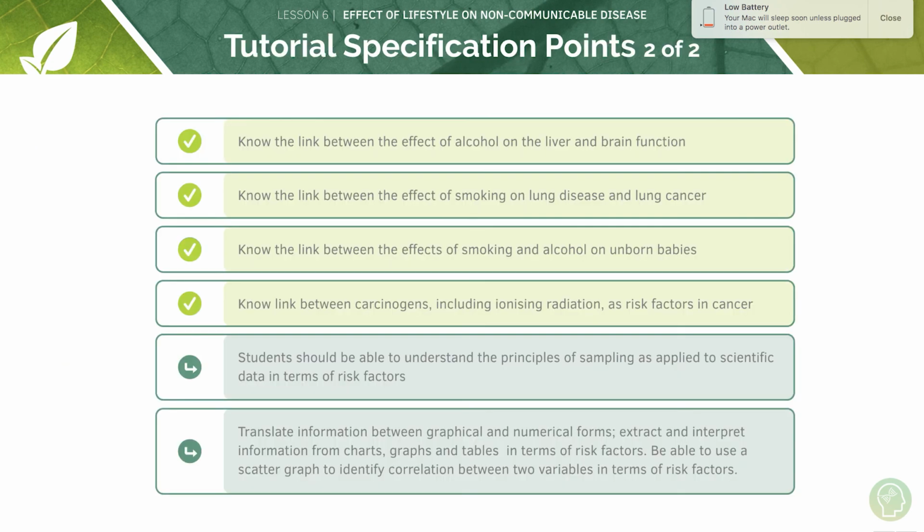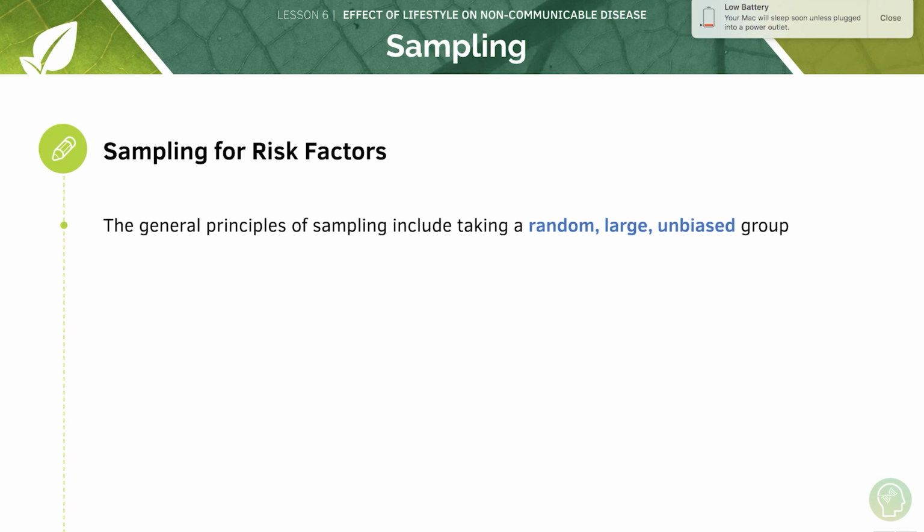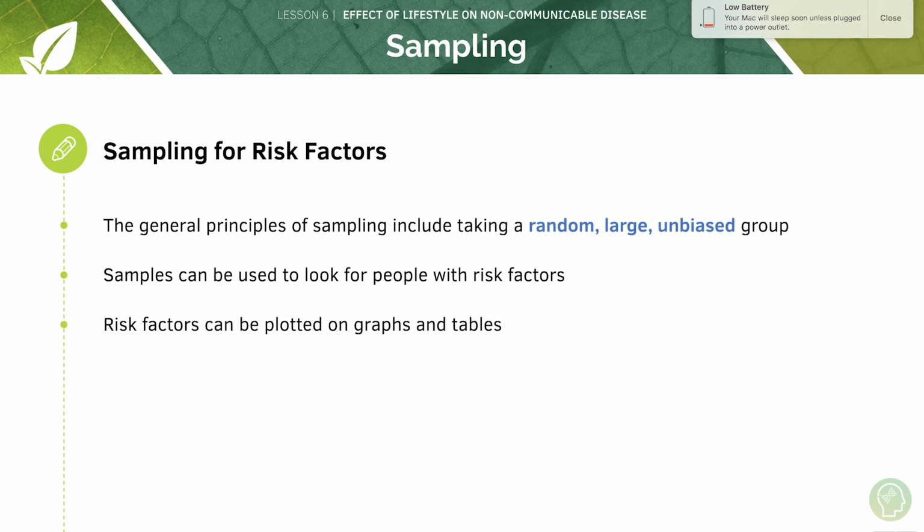And finally, we're going to move on to sampling. So in our last tutorial, we had a look at the importance of sampling in the sense that it's inefficient to ask every individual in a population about a particular aspect of their life. So in order to make it a bit more efficient, we take a random, large, unbiased sample from the population. And samples can be used to look for people with risk factors. And risk factors can be plotted on graphs and tables in order to show correlations.